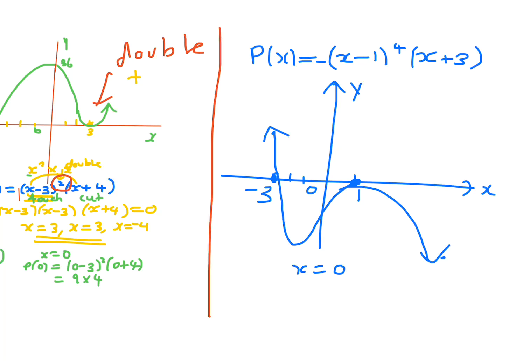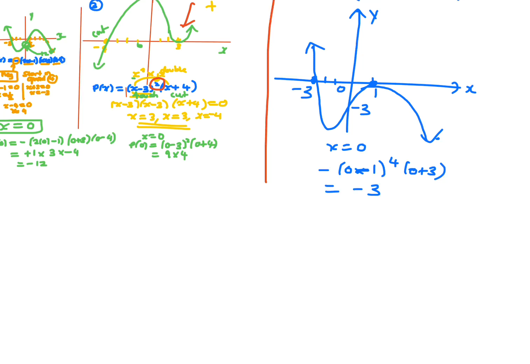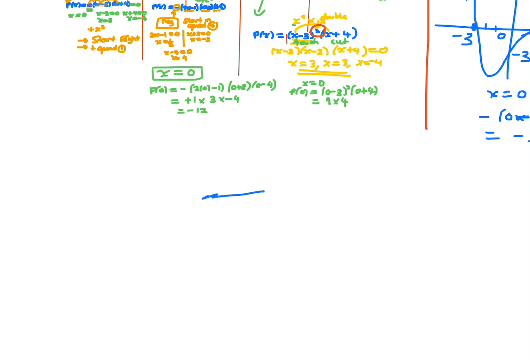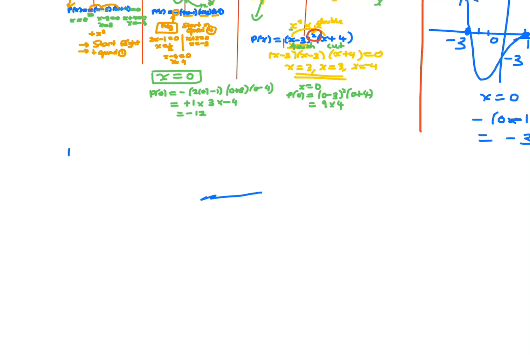Put in x is 0. You get minus 0 times minus 0 minus 1 to the power of 4, 0 plus 3. So that's going to give you minus 3. So that's minus 3 down there. Okay. So let's just look at, I just want to look at if it's an odd power. So if it is an odd power, let's have a look at that.